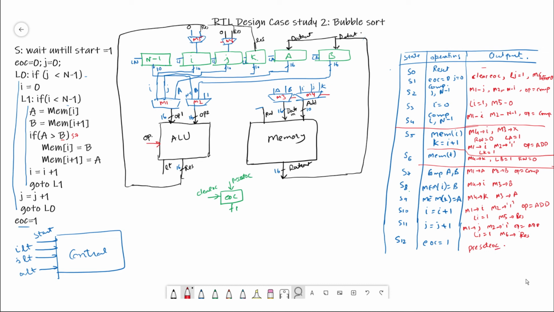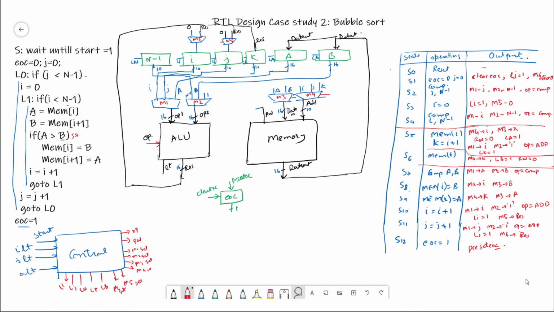Now if we see what all control signal outputs there were, they were Li, Lj, Lk, LA, LB, and along with that it was also selecting op, RW, M1, M2, M3, M4 select, M5 select, and M6 select.